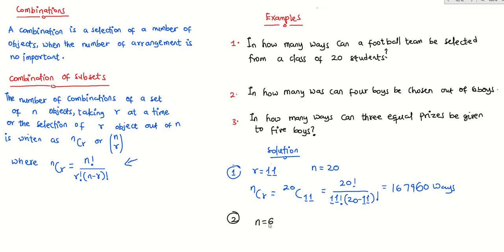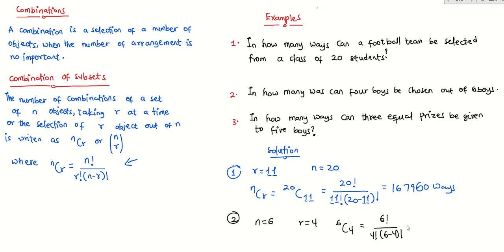That means that n is going to be 6. And then we want to choose 4 out of the 6, so r will be equal to 4. So I want to find the number of possible ways that you can choose these 4 students out of the 6 without repetition. So let's look at that. That will be 6 combination 4. That's going to be 6 factorial divided by 4 factorial, multiplying 6 minus 4 factorial.